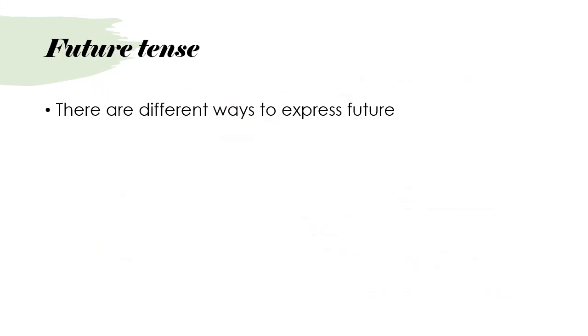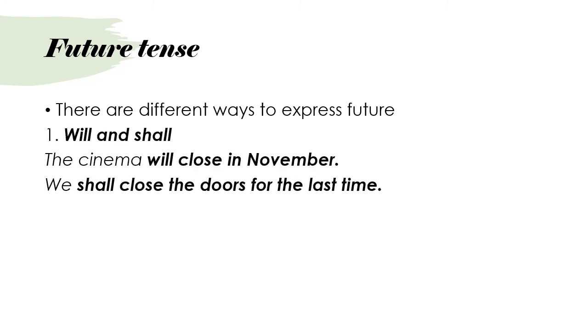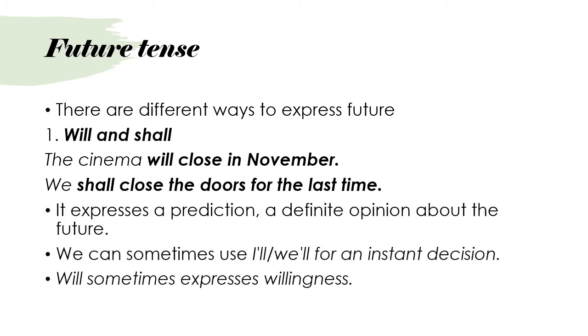Let's take a quick look at the future tense. There are different ways to express the future. One way is the usage of will and shall. The cinema will close in November. We shall close the doors for the last time. It expresses a prediction, a definite opinion about the future. We can sometimes use I'll or we'll for an instant decision. Will sometimes also expresses willingness.